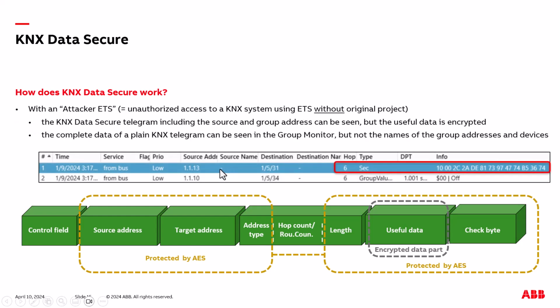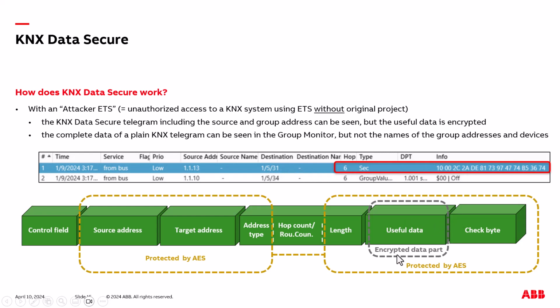So when a hacker or someone who attacks the installation comes and starts a group monitor, what can he see? An attacker means some unauthorized people, installer or hotel guest, have access to the KNX installation. He has the ETS, but no original project, not all the keys and codes. So he can see, of course, in the group monitor, the secure telegram. Remember, in our telegram, we have the source address, the destination address. This is not encrypted, but he cannot see here our useful data.